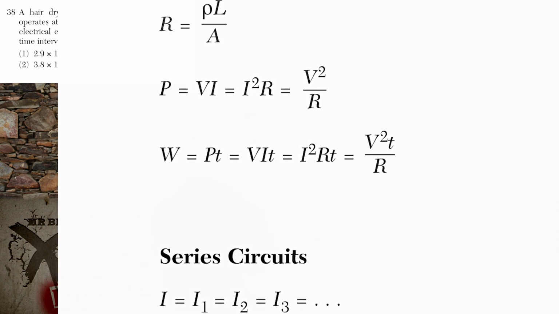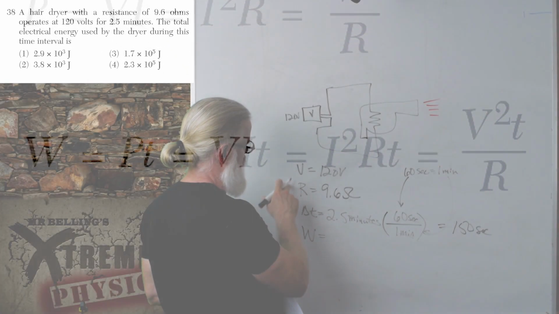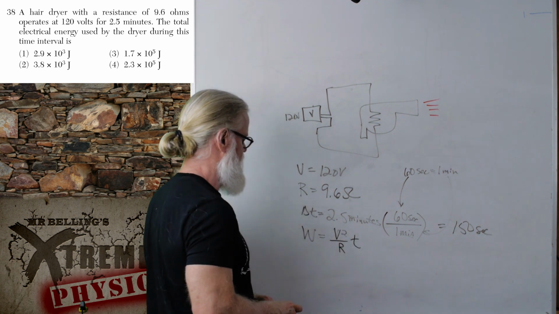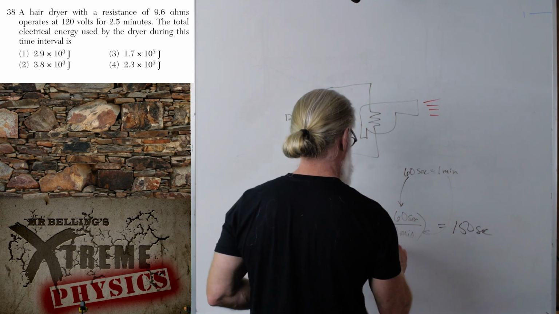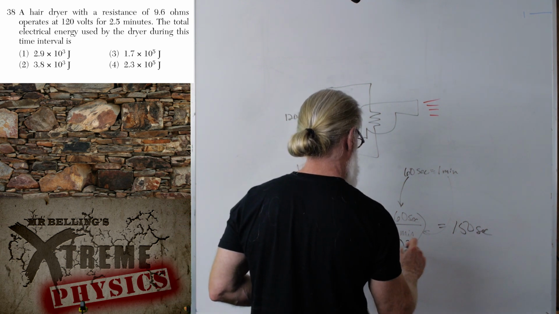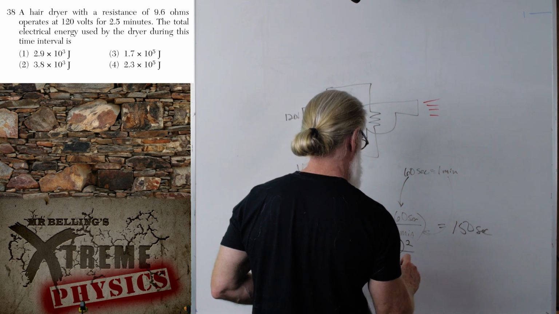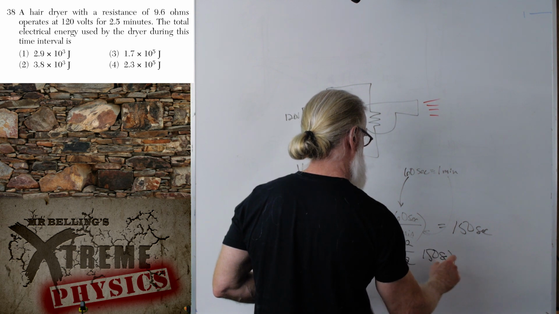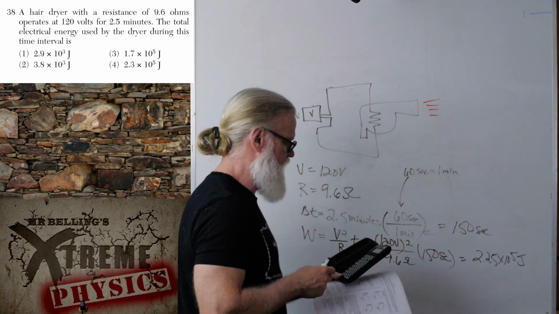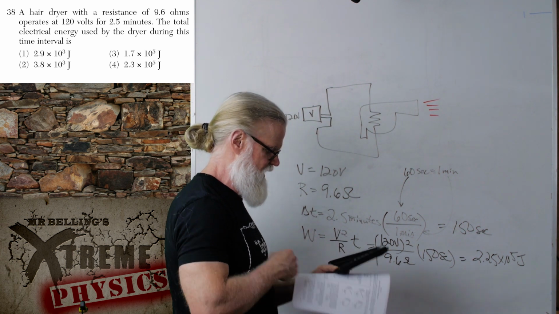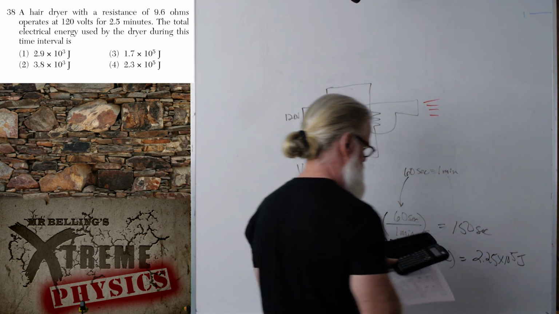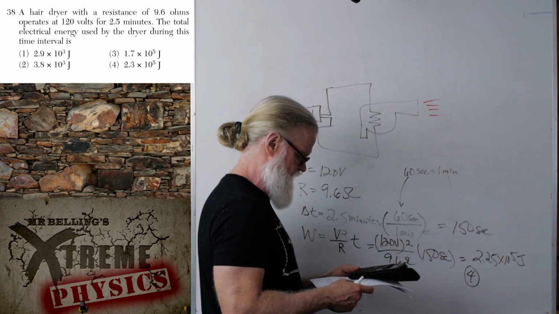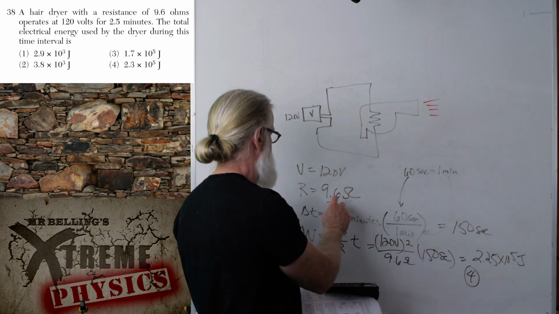Work or energy is, let's see, V. We have V, R, and T. V squared over R times T is energy. 120 volts squared divided by 9.6 ohms. Don't forget to square that. 150 seconds. All right, I got 2.25 times 10 to the 5th joules. Is that an answer? That looks like it's 4. 4. All right, they had two significant figures because, yeah, they should have been, because that was 2 and that was 2.